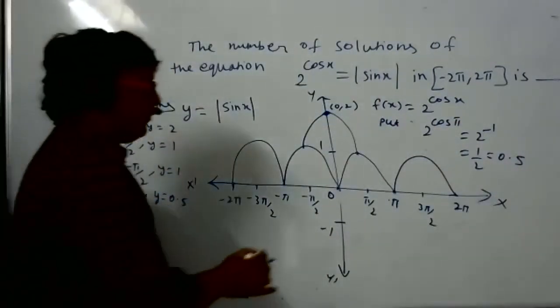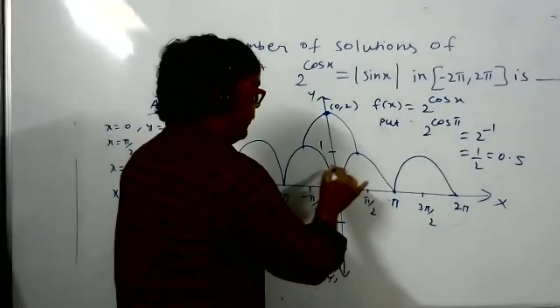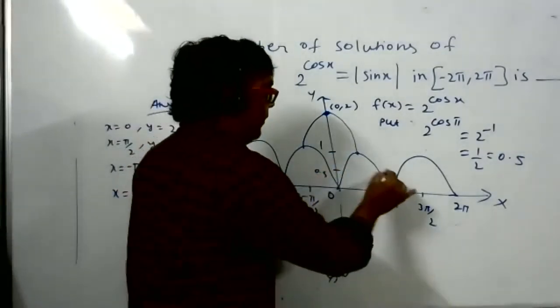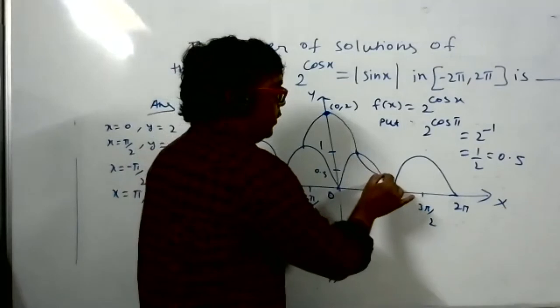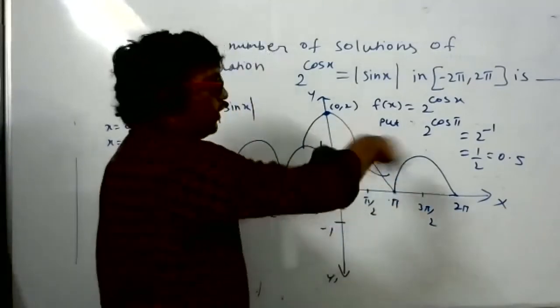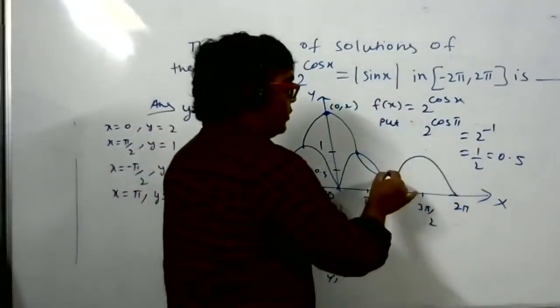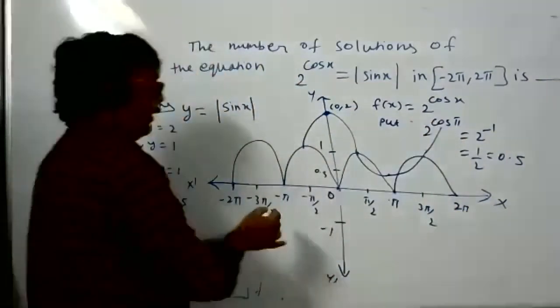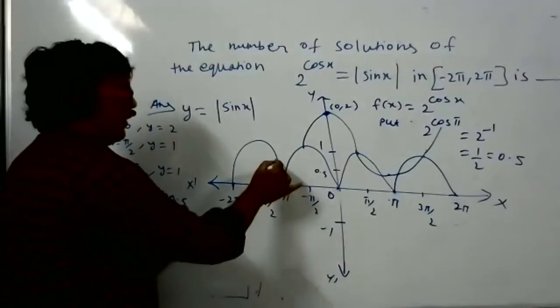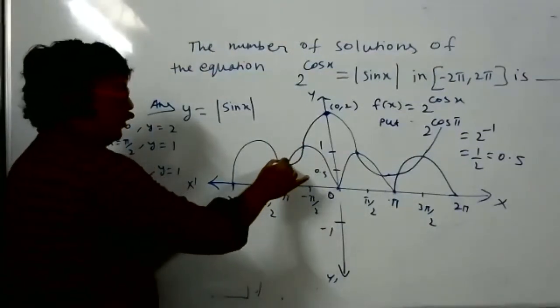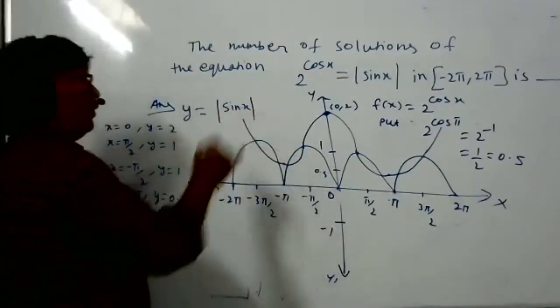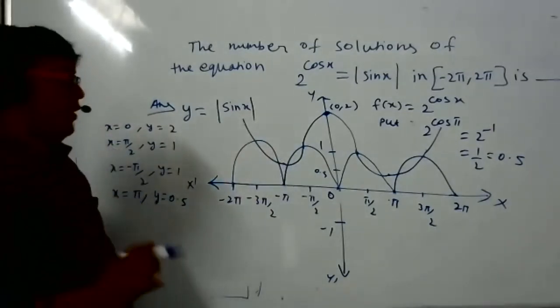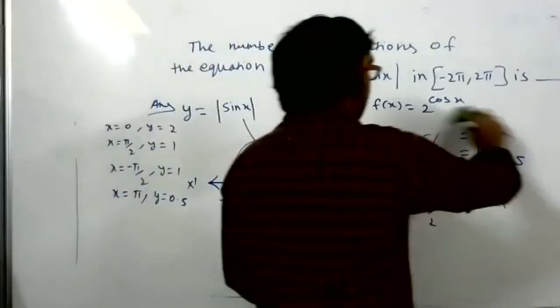Where is 0.5? Here 1 means here 0.5. So it will come this way, from here till here. Again, this branch will repeat. At 3 pi by 2, again the same story, it will come this way and go up. And here also, at minus pi, again it will come here. This is the rough diagram of 2 to power cos x.